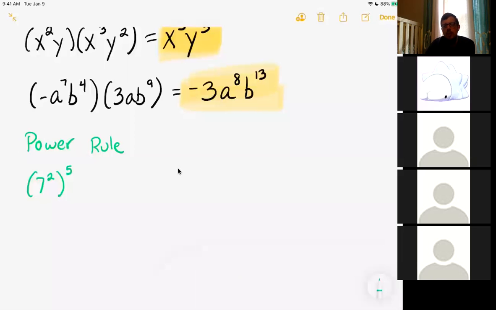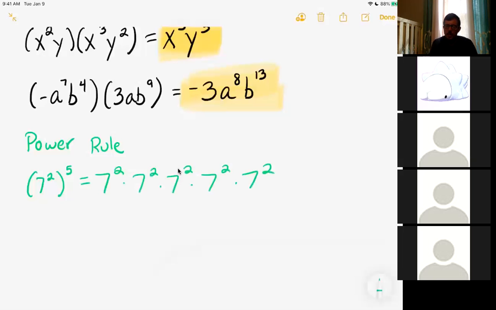It looks worse than it is. Now, again, I'm going to start off by showing you the bonehead stupid way to do this. And you will be able to quickly see the pattern, I think. 7 squared to the 5th power is the same thing as 7 squared times 7 squared times 7 squared times 7 squared times 7 squared. 7 squared 5 times.